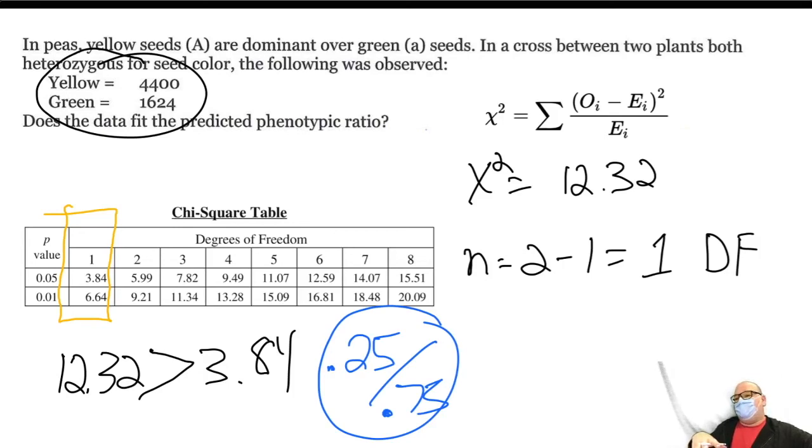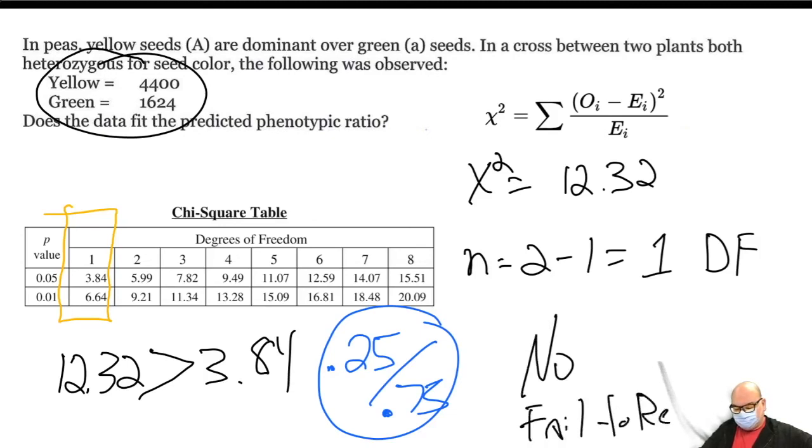Now, scientists don't like to say that data is good or bad. It just is. But this is just sort of a teacher trick to help you remember it. So if we go up here, does the data fit the predicted phenotypic ratio? And the answer to that is no. So we fail to reject the null, or the H0. We fail to reject. So something went wrong in this little experiment here.